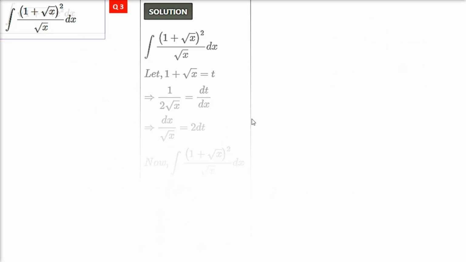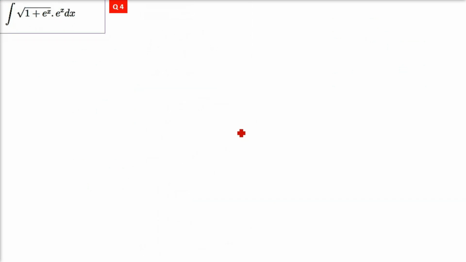So as I told you, the initial questions are easier. There will be typical ones in the coming questions. There are 70 plus questions. So if you take this 1 plus e raised x, if you put it as t, you are going to get e^x, because differentiation and integration of e raised x remains same.